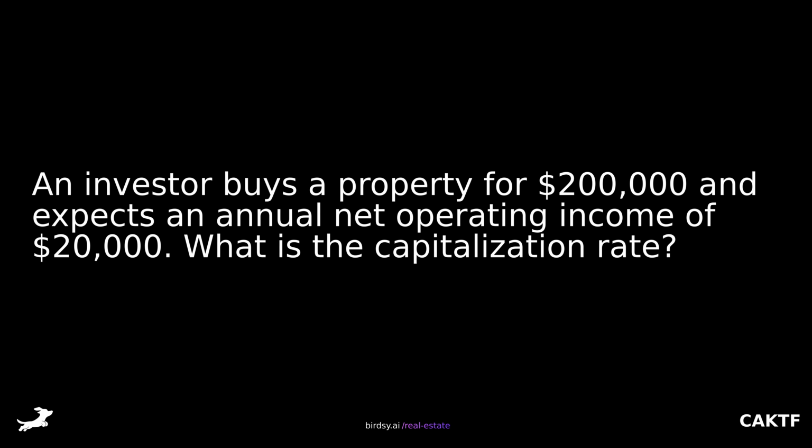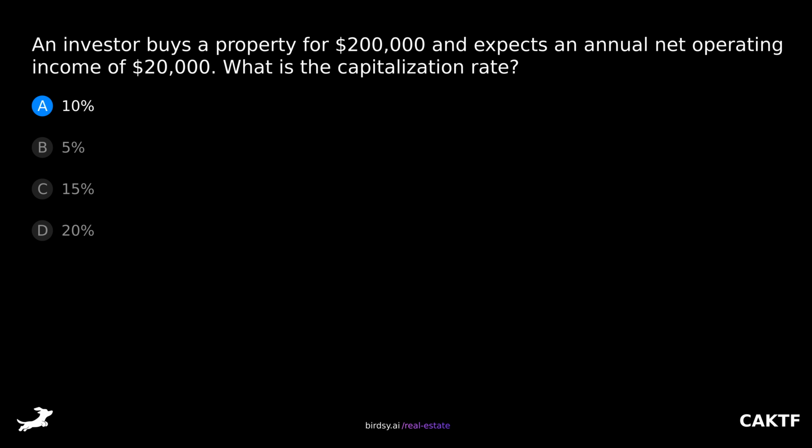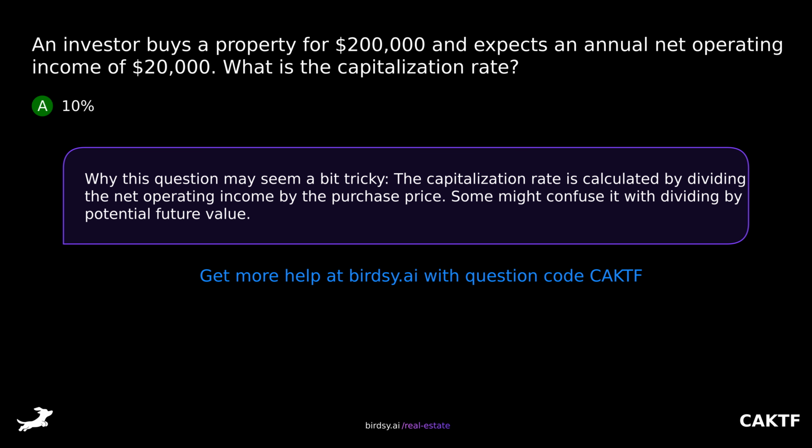An investor buys a property for $200,000 and expects an annual net operating income of $20,000. What is the capitalization rate? Is it A, 10%, B, 5%, C, 15%, or D, 20%? The answer is A, 10%. Why this question may seem a bit tricky: the capitalization rate is calculated by dividing the net operating income by the purchase price. Some might confuse it with dividing by potential future value.